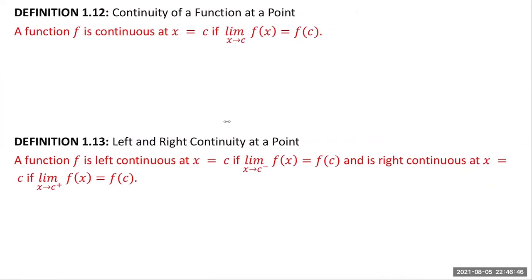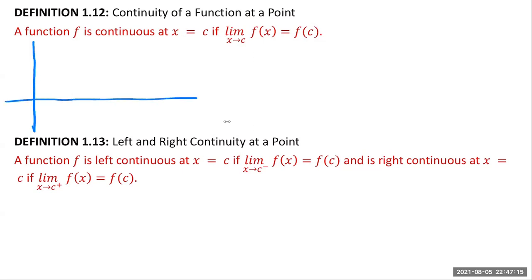All right, here we have our first definition. This is the definition of the continuity of a function at a given point. A function f is continuous at x equals c if the limit as x approaches c of f of x is equal to f of c. In other words, the limit value should be equal to the function value at x equals c. Here is the geometry.